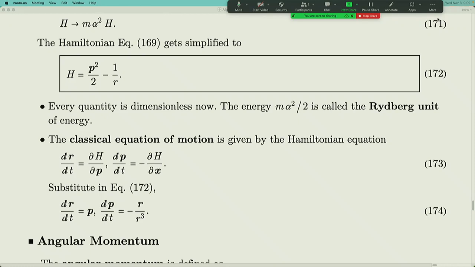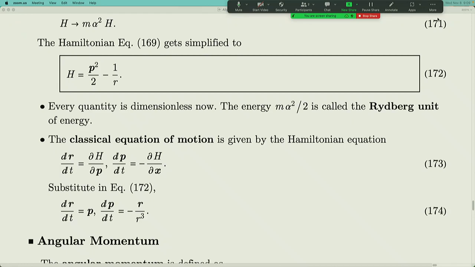Okay, so from now on we will focus on this dimensionless problem, where the Hamiltonian takes a particularly simple form. It contains a kinetic energy term which is proportional to p squared and a potential energy term which is minus 1 over r. So in classical mechanics, we can compute the time evolution of position and momentum, because in classical mechanics we don't worry that they don't commute and that we cannot measure them simultaneously. We just treat them as classical variables. So the classical equation of motion is given by this equation. This is also called the Hamiltonian equation.